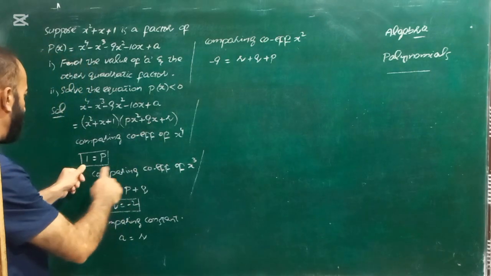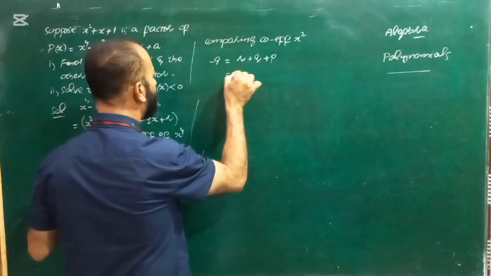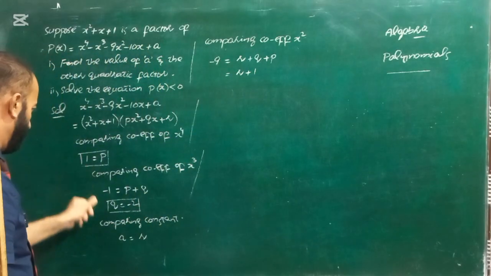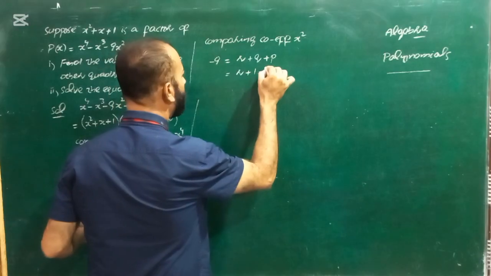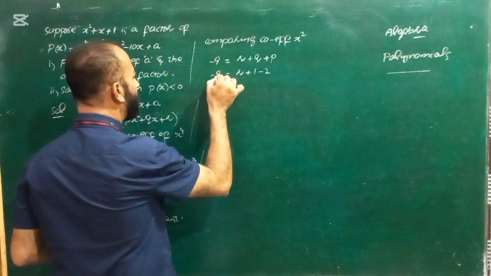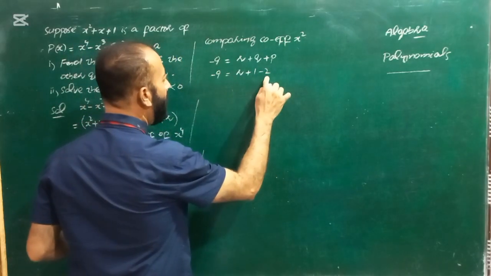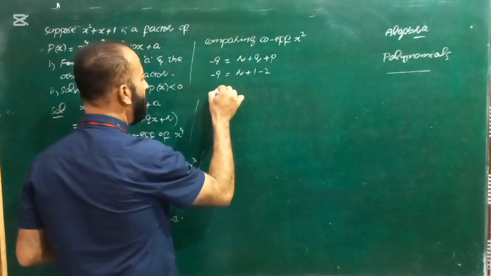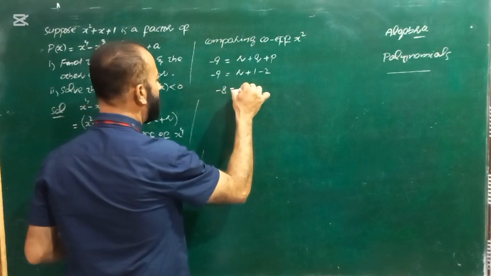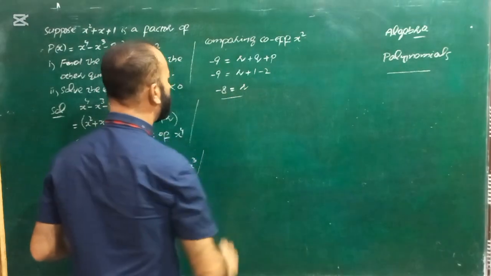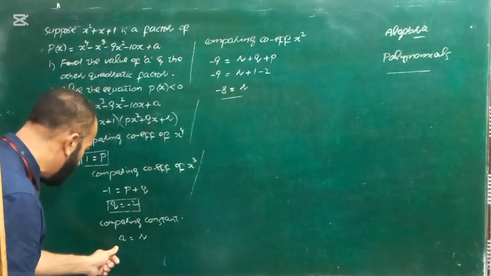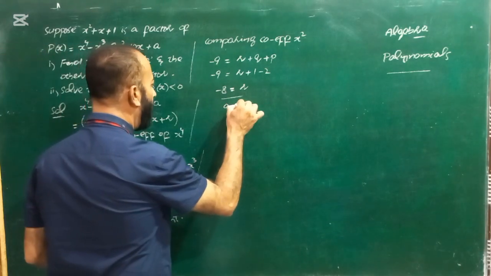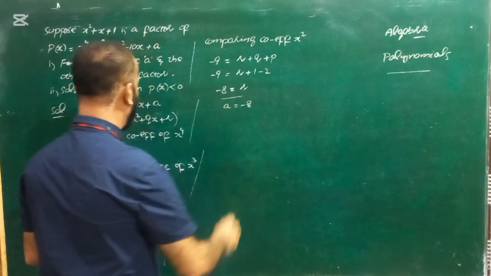So putting values of p and q, p is 1 and q is -2, so it is equal to -9. So this will make -1 and it will come +1. So +1 means -8 is equal to r. And now because a is equal to r, so a is equal to -8. Okay.